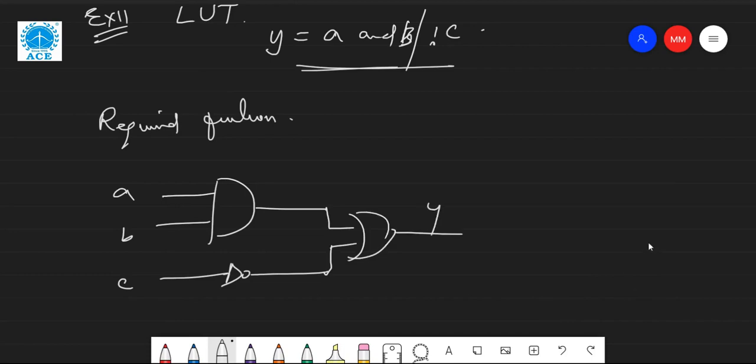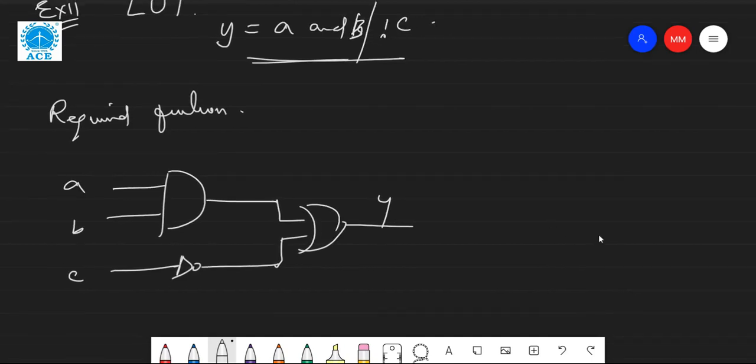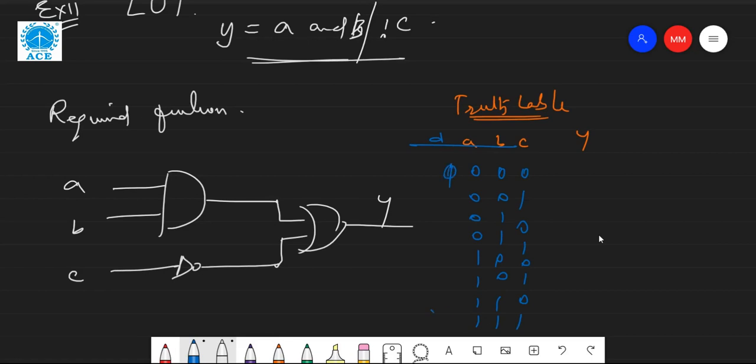Then how does this lookup table function? For this one I have a truth table with A, B, C and output Y. These values are 000 0 1111 for A, 0011 0011 for B, and 0101 0101 for C. So if you take decimals, it is 0 to 7. In this case the output function will be any function you require, like 0 1 1 0 1 0 1, depending on the design.